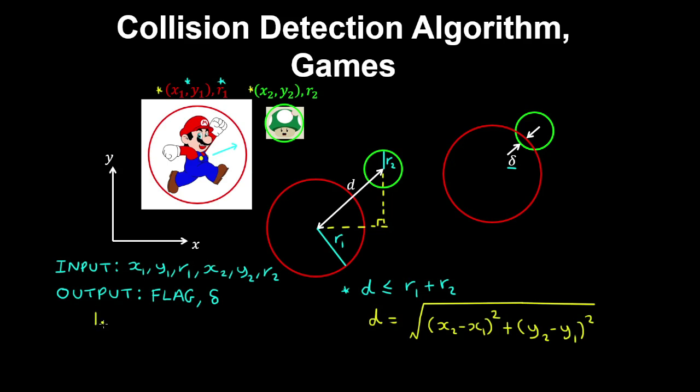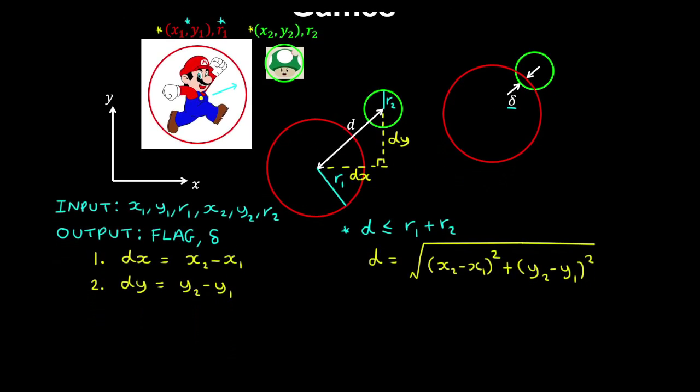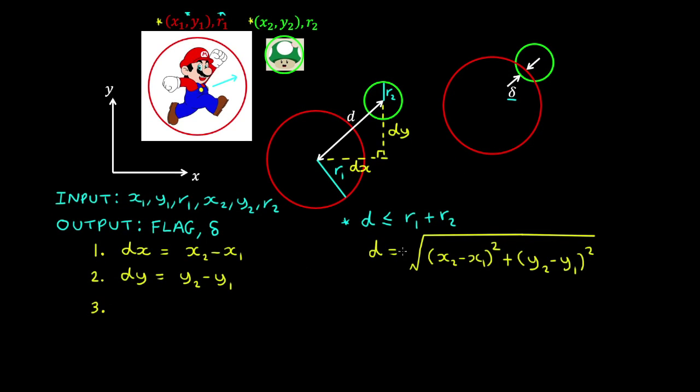So in our first line of code, we're going to calculate the horizontal distance, dx, which is the difference between the x-coordinates of the centers of the spheres. And similarly for dy, we'll have this vertical distance, which will be y2 minus y1. And now we can calculate d, which is the distance between the centers of those spheres. So that will be the square root of dx squared, which is dx by dx, plus dy squared.